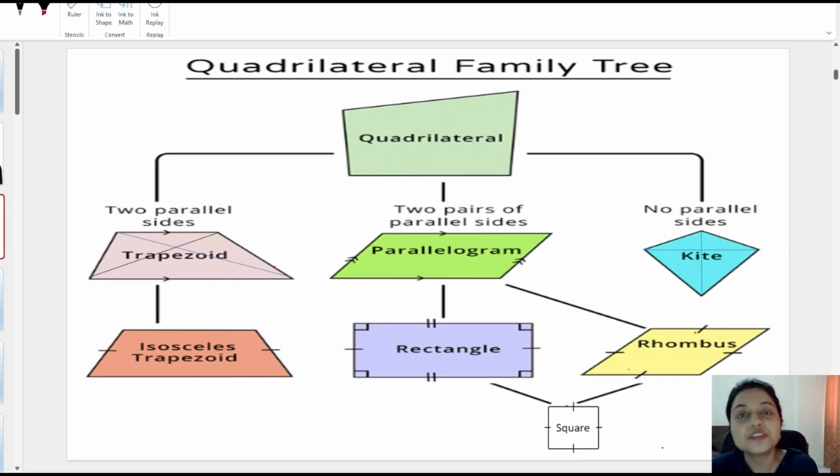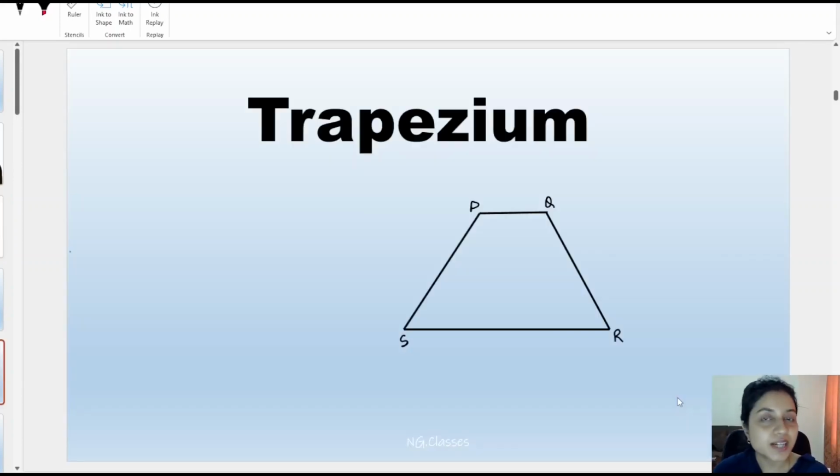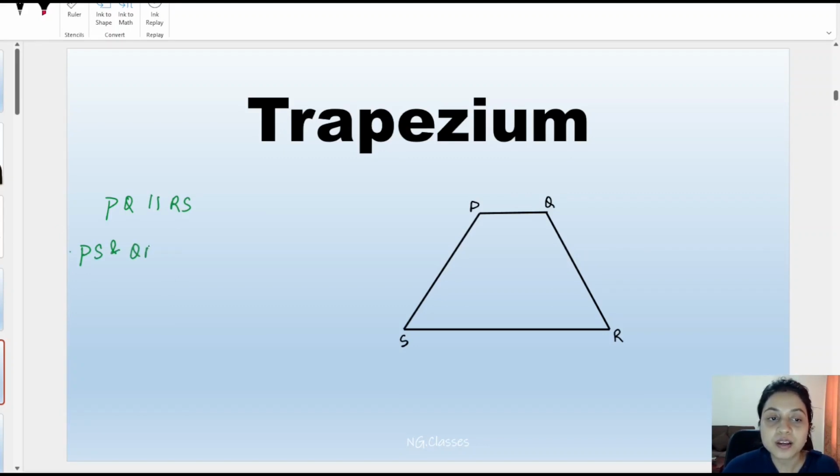Now let's move to the first generation of the quadrilateral family, that is the trapezoid, also known as the trapezium. So let's discuss the trapezium in detail. A trapezium is a quadrilateral having one pair of opposite sides parallel to each other. So here we have a trapezium PQRS. Here side PQ is parallel to side RS, whereas sides PS and QR are not parallel to each other.